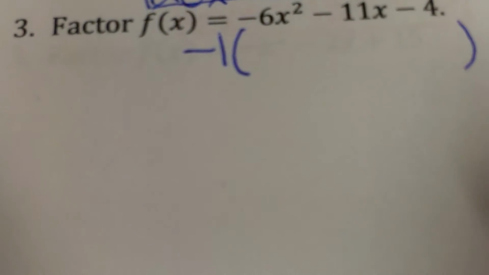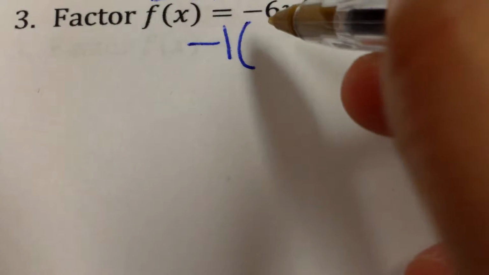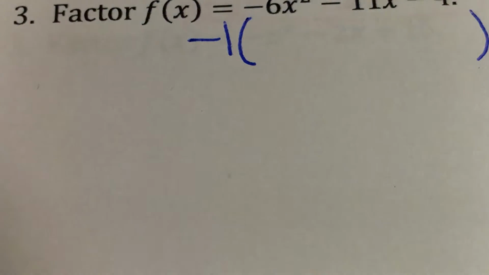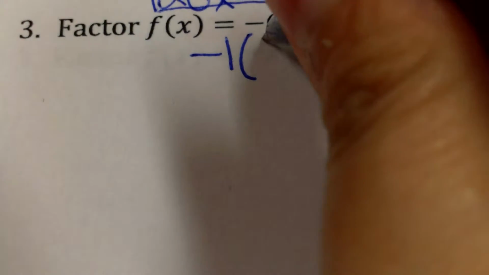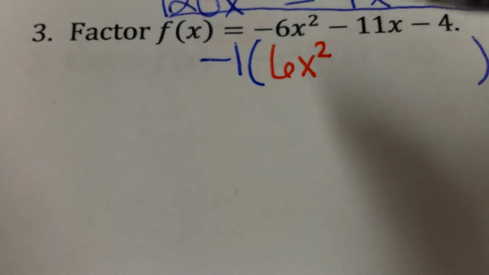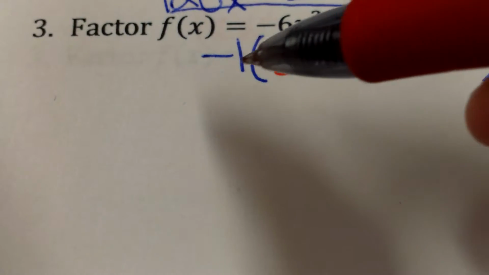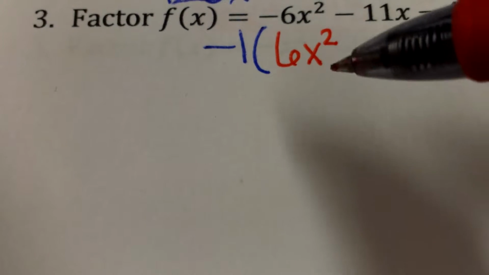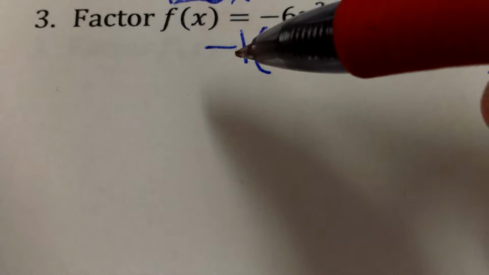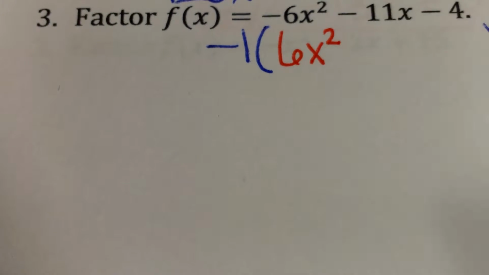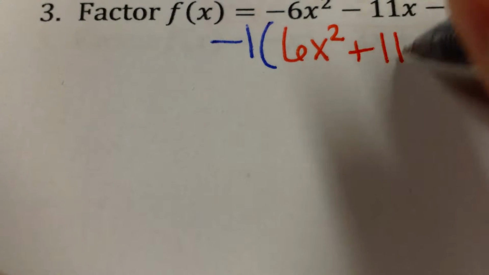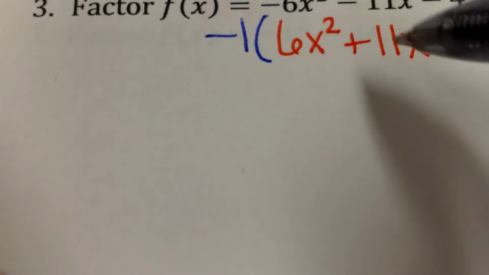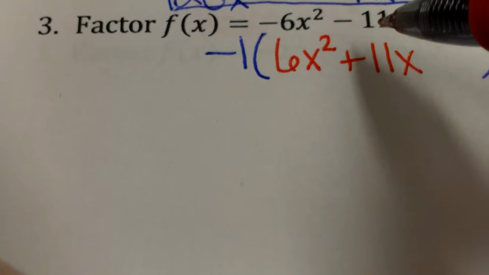So I'm going to have -1, and you have to be careful here. So -1 times what is going to give you a -6? Well, that's going to be positive 6x squared. Because a negative, if you use the distributive property, you should end up with a -6. So that's why we're changing the sign. Now a -1 times what is going to give you -11? Well, that's going to be positive 11x. Because -1 times a positive gives you a negative.